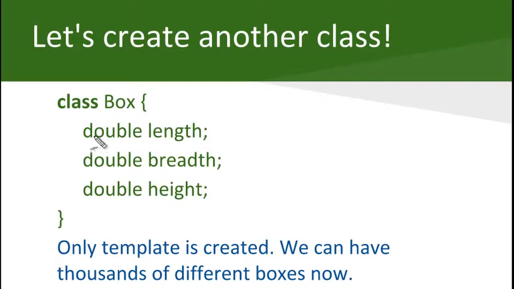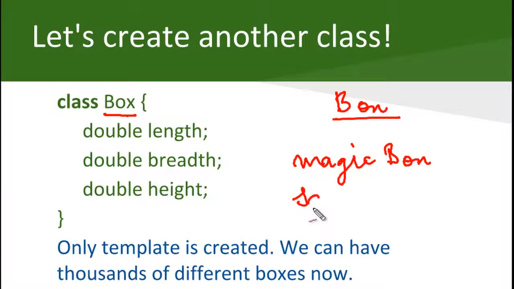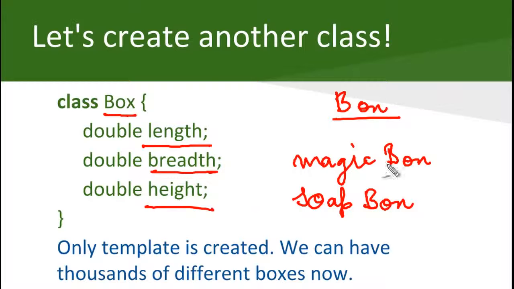Let us now create another class. Let's call this class box. Now there can be different objects of the kind box. There can be a magic box, there can be a soap box, etc. We'll be defining three fields: length, breadth and height. A magic box can be very large, so the length, breadth and height fields can have very high values, whereas a soap box can be small. So these are the objects, and each object will have its own set of fields.